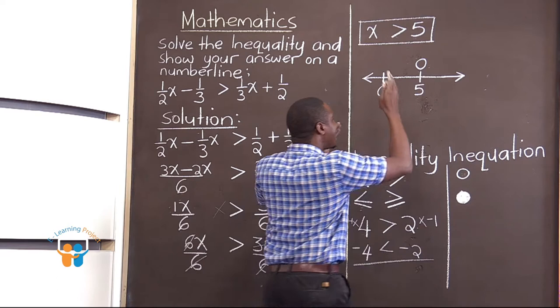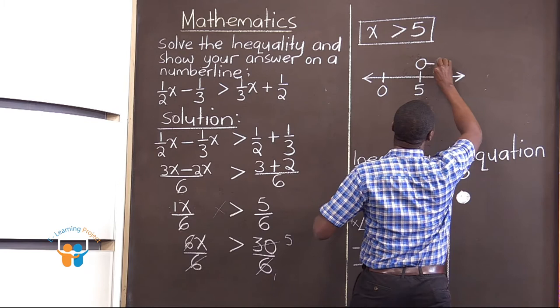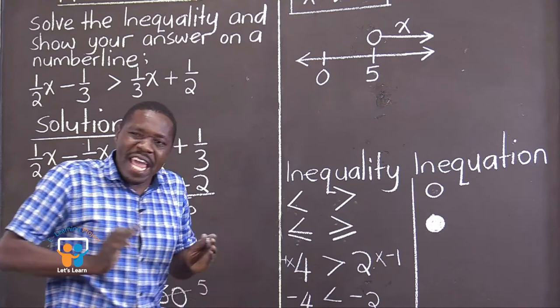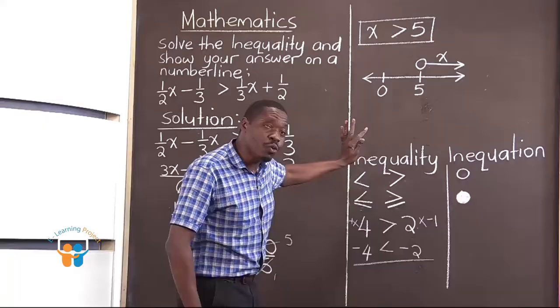Should you be looking for numbers which are greater than 5? Move in that direction. We draw an arrow like that, and we say, if you want values of x, they are there. X, the answers are that side. We have represented the answer on what we call a number line. That is what I wanted from you. That is what the examiner wanted from us.